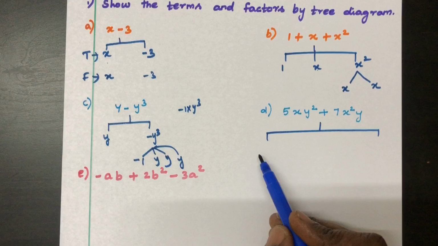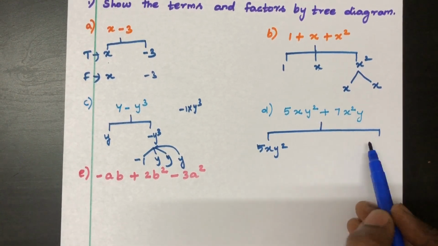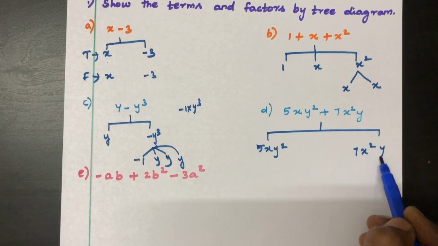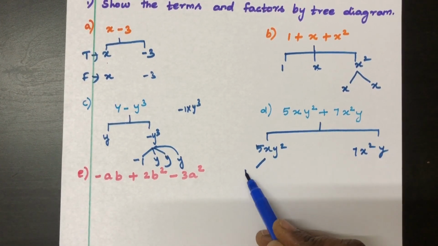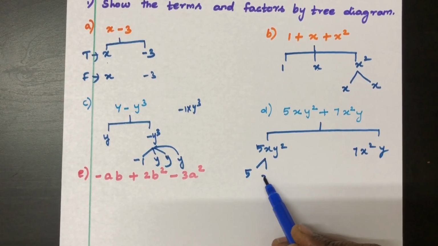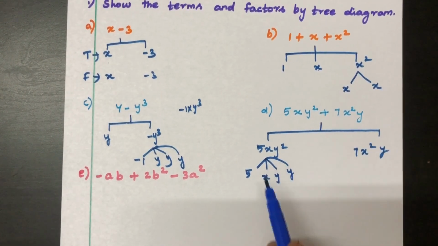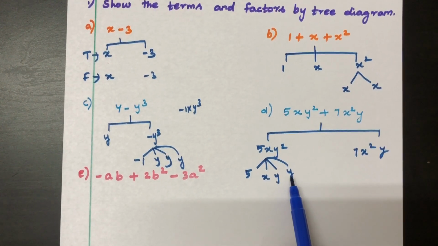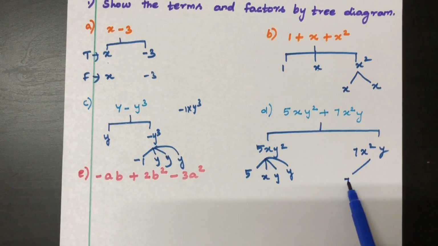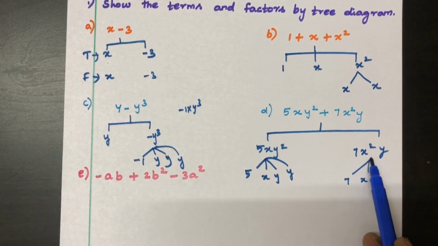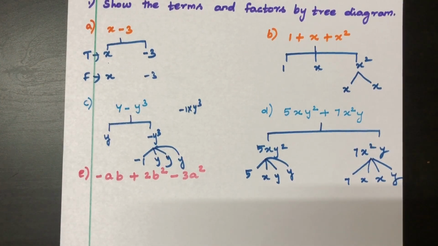Now here how many terms? 2 terms. 5x y square is the first term, 7x square y is the second term. Both are positive. So what are the factors present? 5 is a factor, x is another factor, y is one factor and another y. Just we are splitting the product from the term. Similarly for the second: 7, x and another x, and y. These are all called factors.